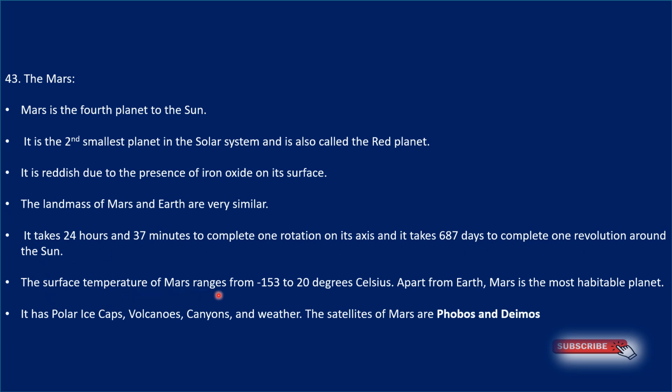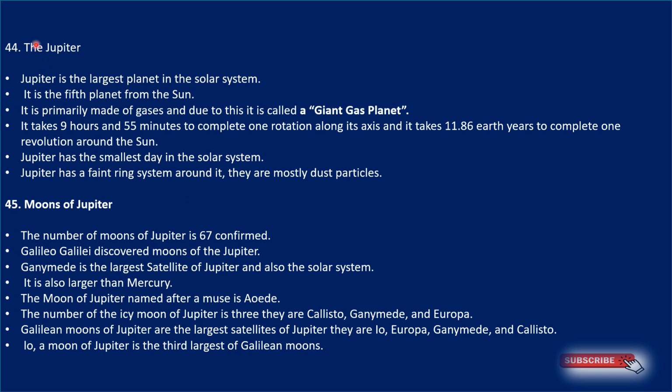The surface temperature of Mars ranges from -153 to 20 degrees Celsius. Apart from Earth, Mars is the most habitable planet. It has polar ice caps, volcanoes, canyons, and weather. The satellites of Mars are Phobos and Deimos. Now, Jupiter.